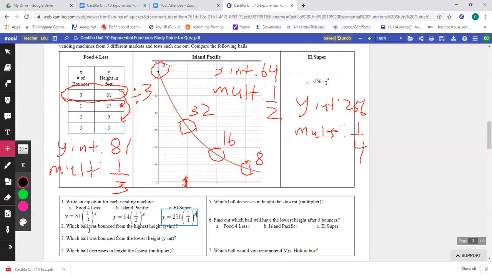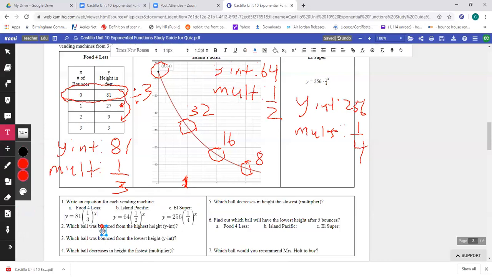So number 2, which ball was bounced from the highest height? So that's where it started. The y-intercept here is 81, here is 64, here's 256. Okay. Then, which ball was bounced from the lowest height? You're going to look at the lowest number.